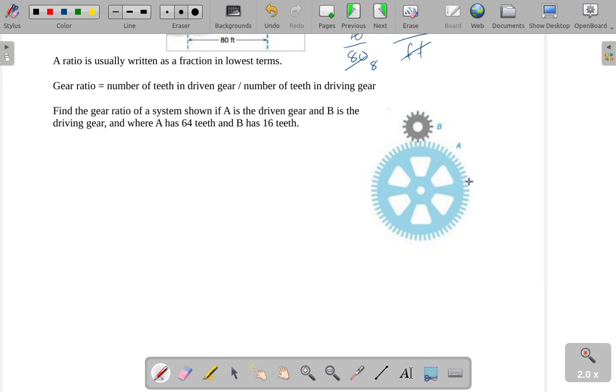So also, when we're talking about gear ratios specifically, we would express this as the number of teeth in the driven gear divided by the number of teeth in the driving gear. Because generally when you're talking about gears, one of them is driving the motion, the other one is being driven by the motion. So find the ratio of the system shown if A is the driven gear and B is the driving gear.